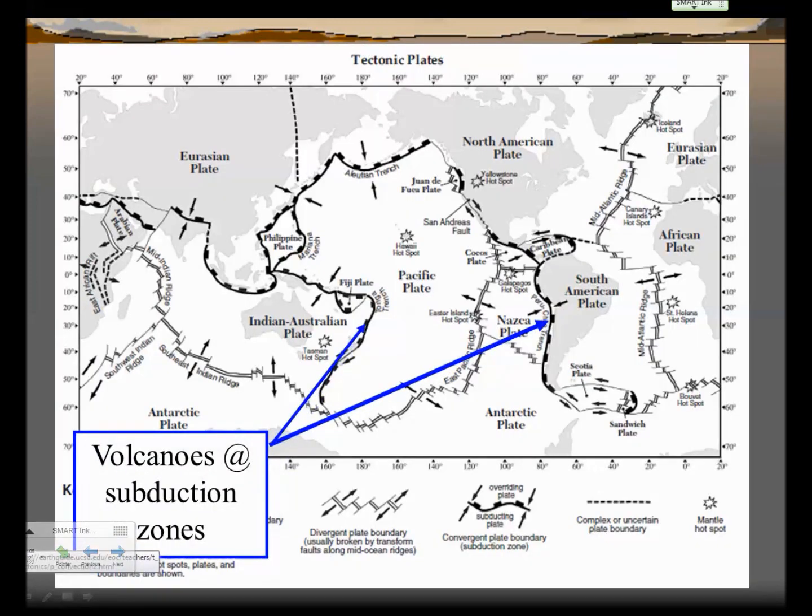So here's that first example, volcanoes at subduction zones. The Andes Mountains, right along the coast here, they are volcanic. Not every single mountain, obviously, but there are volcanoes in those mountains. And that's created because the Nazca Plate is subducting underneath the South American Plate. And as it does so, it melts, and the melted rock comes up in the form of volcanoes.